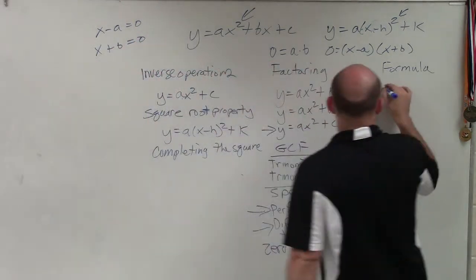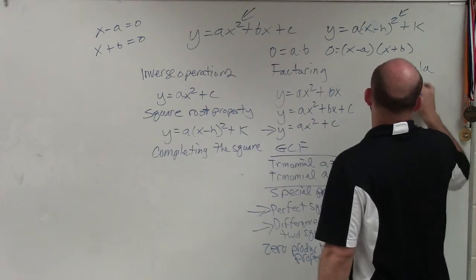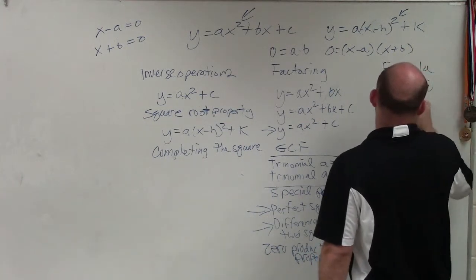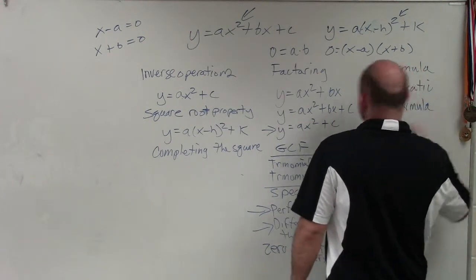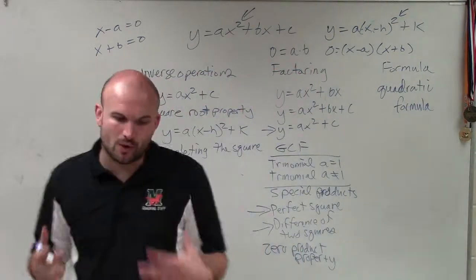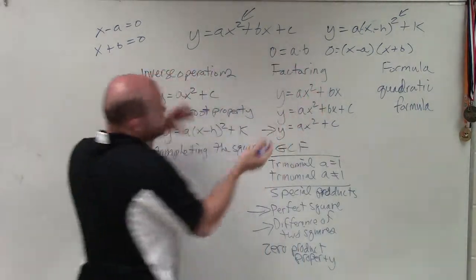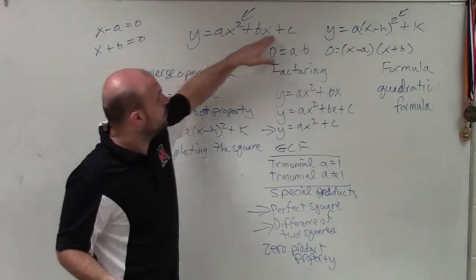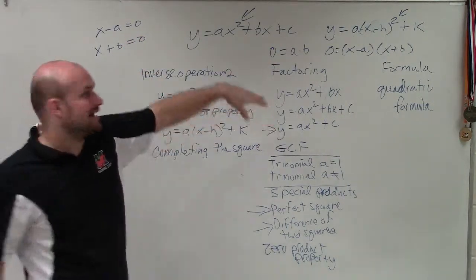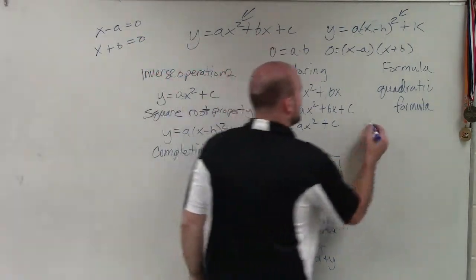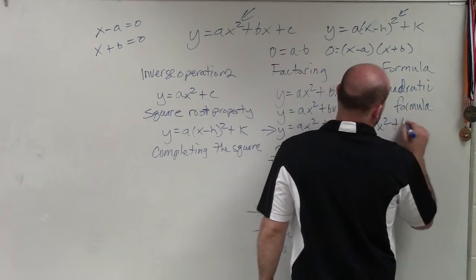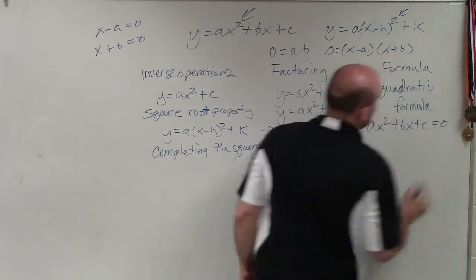And the last one is going to be our quadratic formula. And again, very similar to factoring, we can solve using the quadratic formula when we have any form of a quadratic. We want to make sure we have it in standard form. Our standard form is ax squared plus bx plus c, and we want to set it equal to 0.